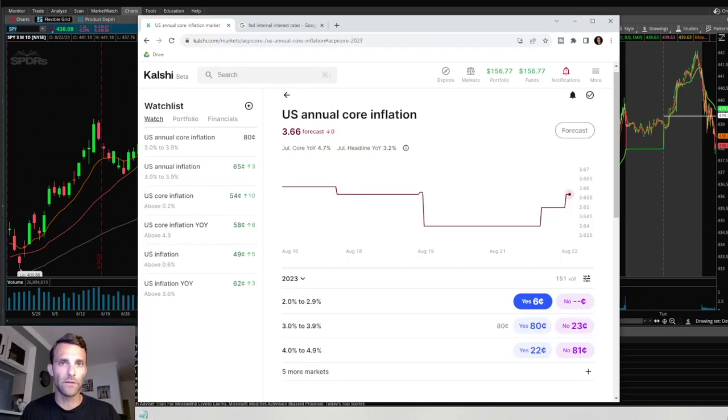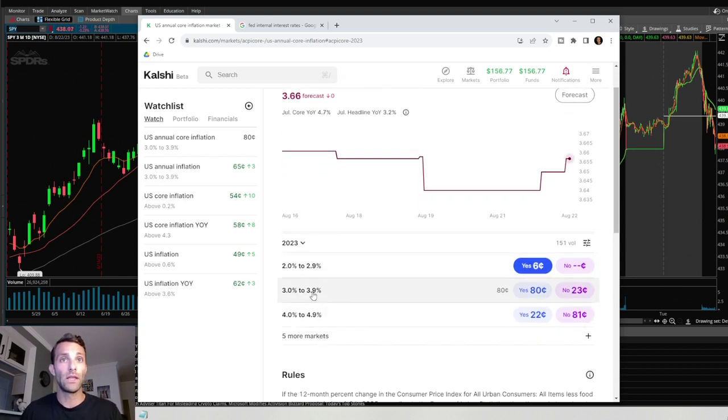So let's go into the first event contract, which is going to be the U.S. annual core inflation. And you can see right here that it's pricing it in at 3% to 3.9%. But we think that it's going to increase. You have a belief that inflation is only going to get worse. It's not going to get better. So what you would want to do to keep it very simple is any of these ranges that are above that 3% to 3.9%, because we think it's going to increase, we would want to trade those yes shares.